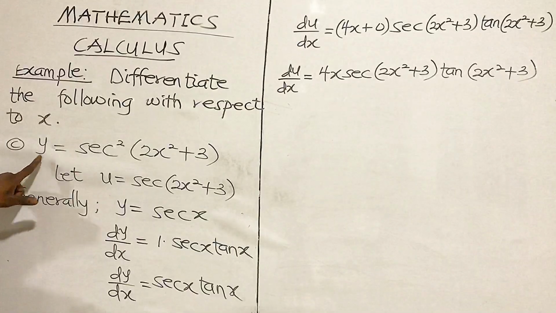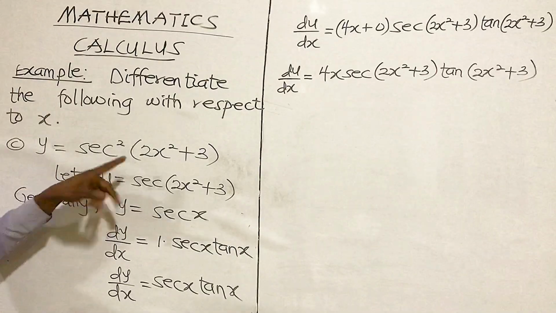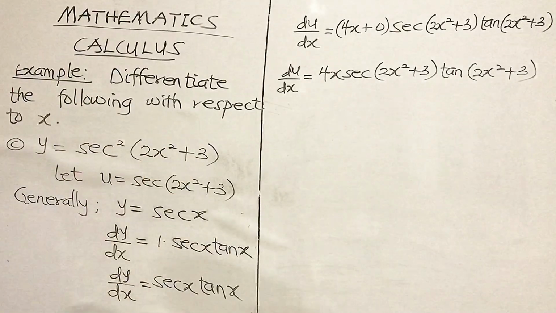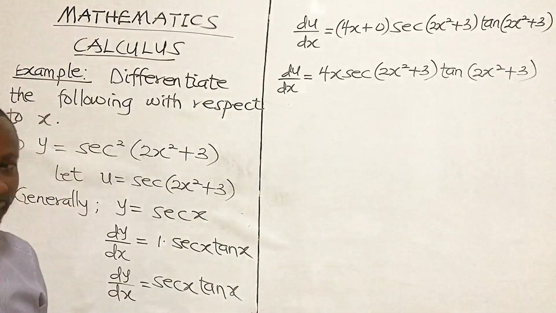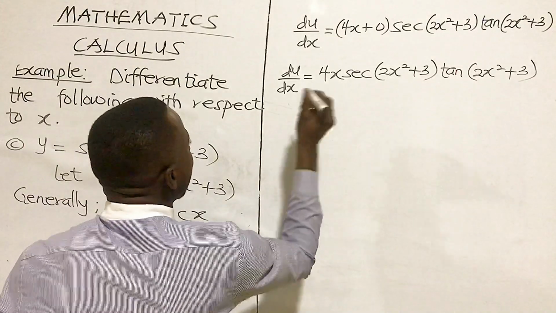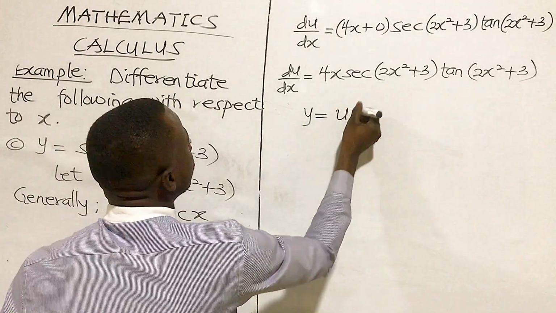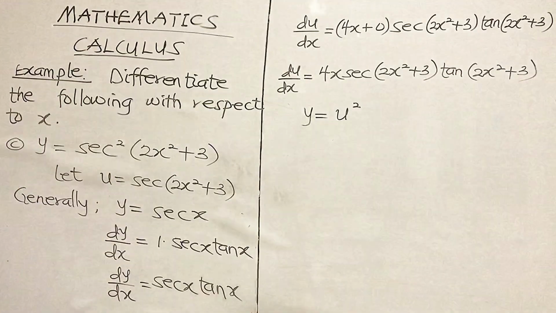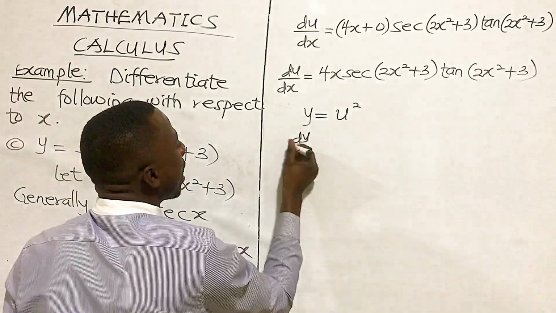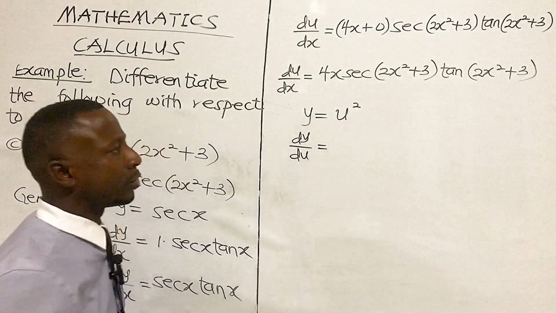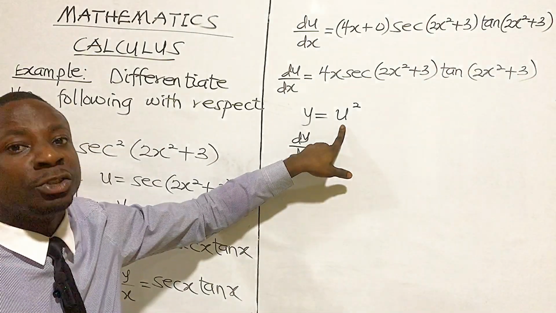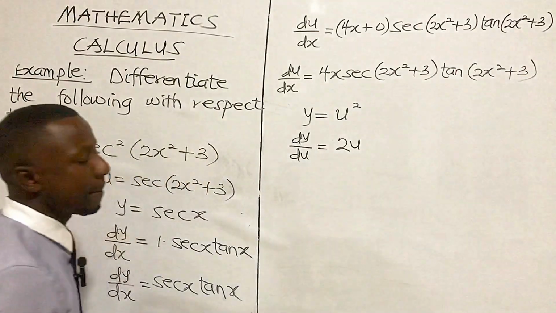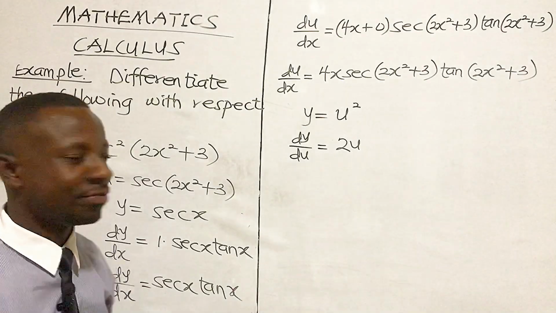Now, my y will now be u squared, because the u is representing the whole of sec of the function 2x squared plus 3. So I have y to be equal to u squared, because the sec is carrying an exponent of 2. So I have dy over du is equal to, and when you differentiate u squared, we are getting 2u. So now we can get to the conclusion.